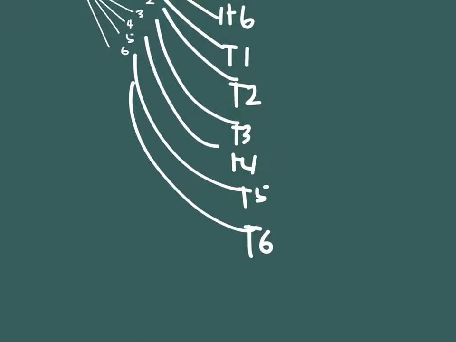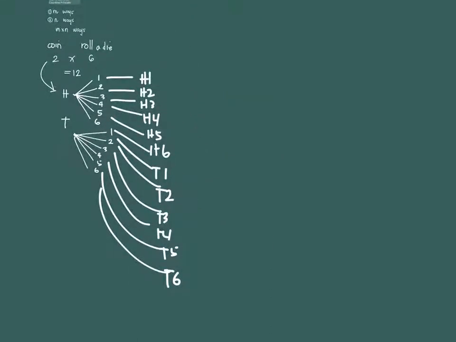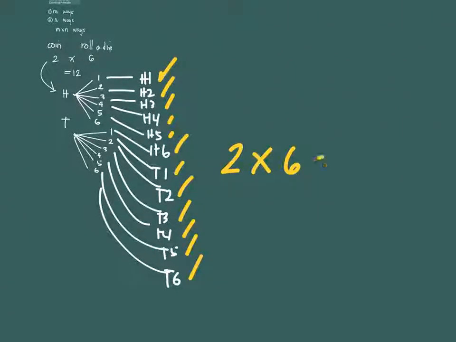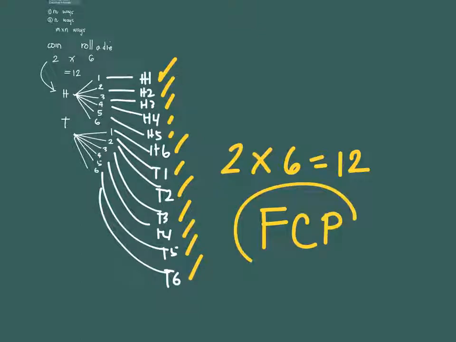So all in all, if you count all the outcomes coming from this tree diagram, we have 1, 2, 3, 4, 5, 6, 7, 8, 9, 10, 11, 12. And that's basically 2 times 6 equals 12, coming from the fundamental counting principle. Okay, that's it.